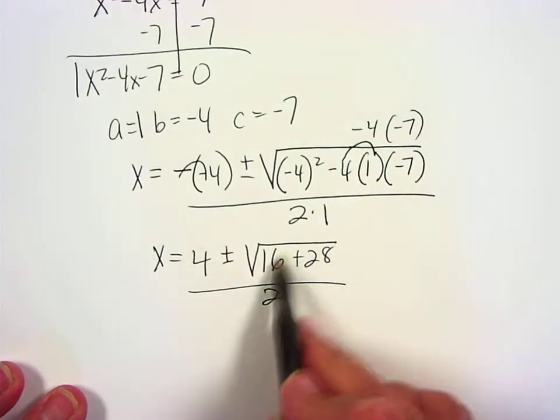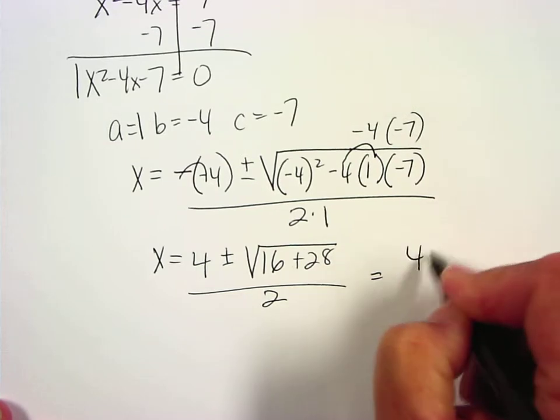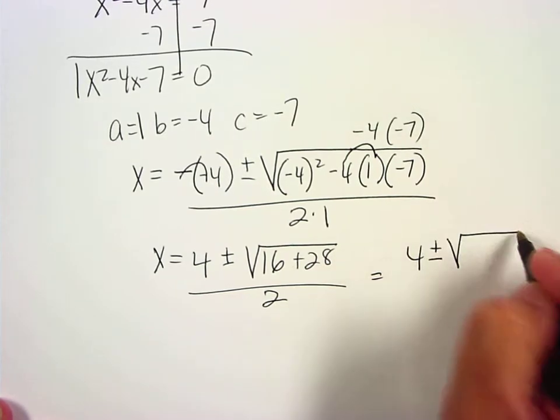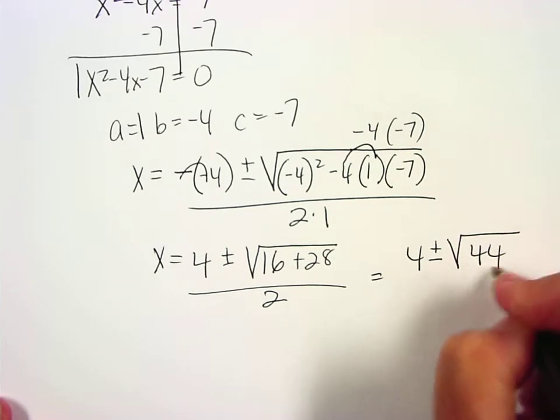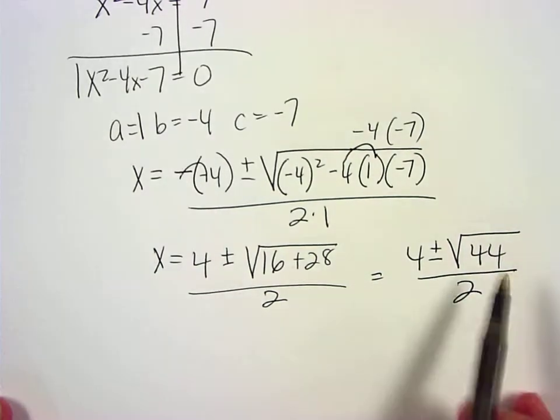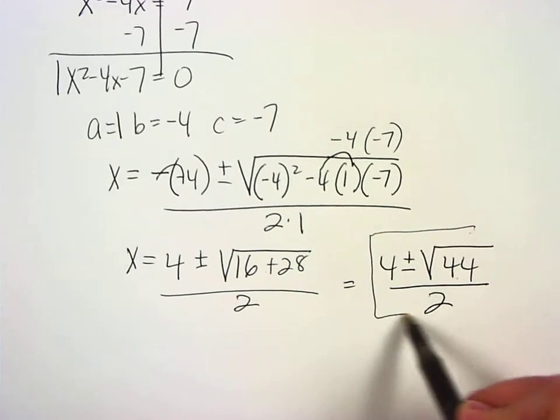I can already tell my discriminant is going to be positive, so I'm going to have two solutions. 4 plus or minus the square root of 44 all over 2. Since this is not a square number, I'm very happy with this answer right here.